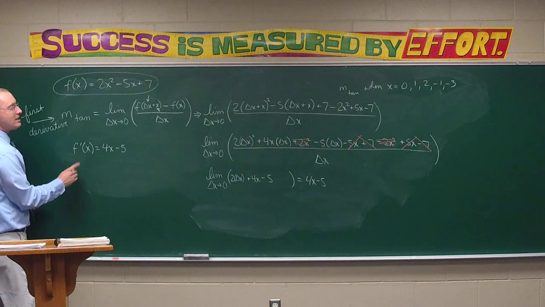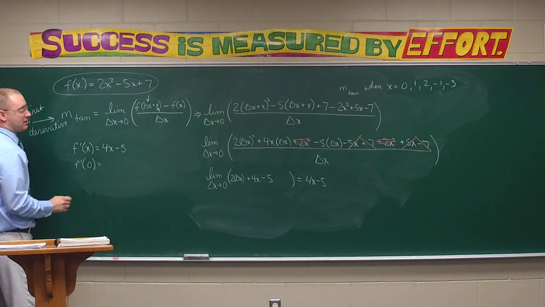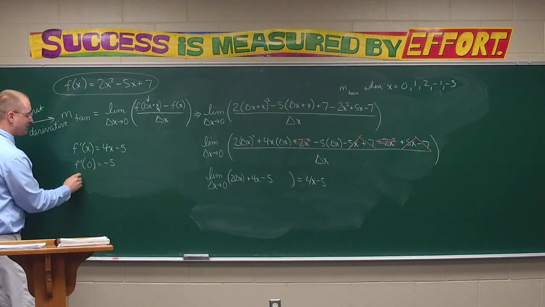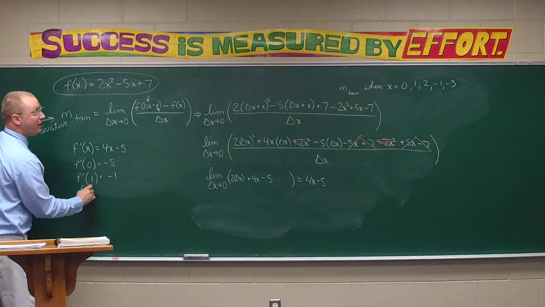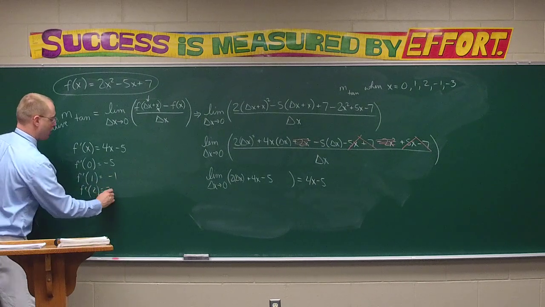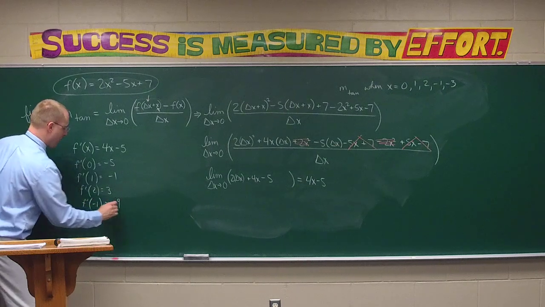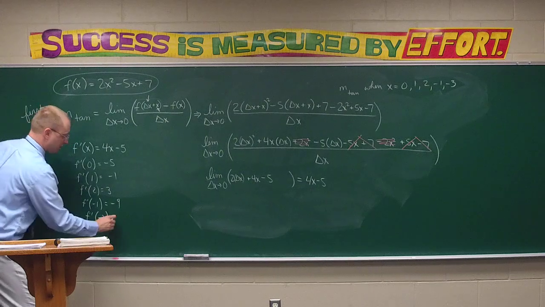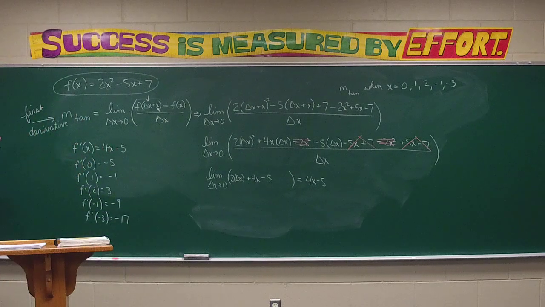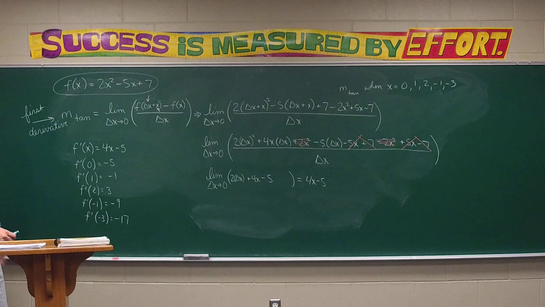Okay, so what is the slope, the first derivative, when x is 0, class? Negative 1. What's the slope when x is 1? Negative 1. The slope when x is 2? The slope when x is negative 1? Negative 9. And the slope when x is negative 3? Negative 17. And we can see how the slope is fluctuating here. We got negative slope, a little bit of a positive slope, and then back to some more negative slope.